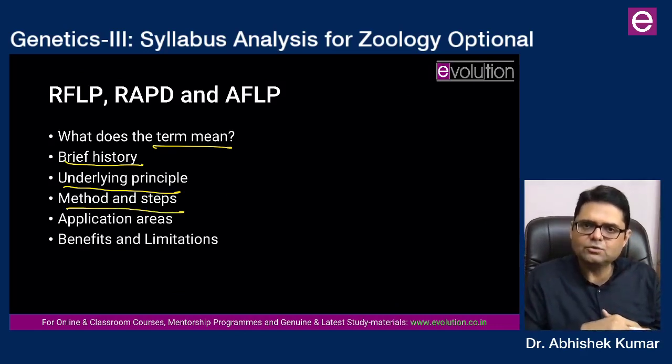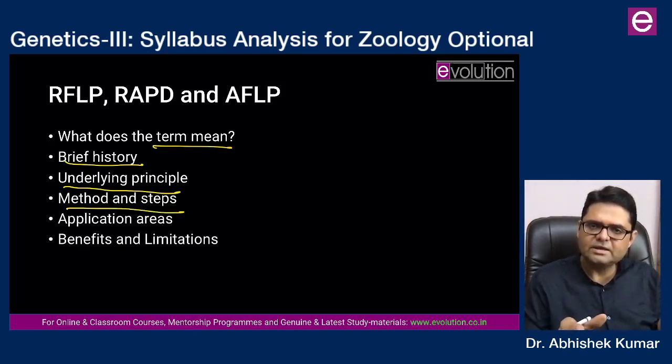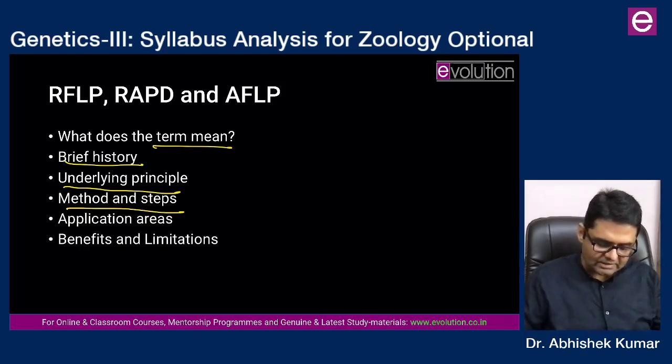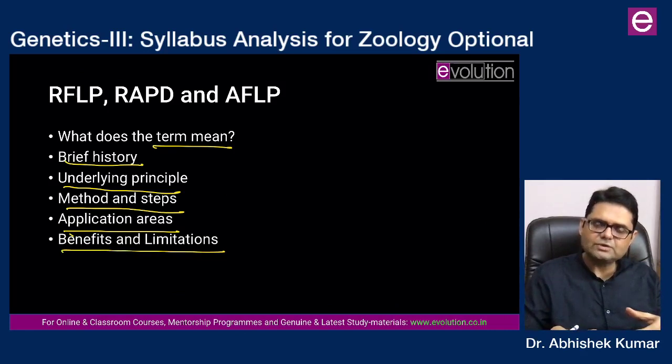If we are trying to have an idea of restriction fragment length polymorphism, how are we going to go about it? How do we process the DNA? How do we run the DNA on the gel? How do we identify the DNA? How do we create the blots and establish the polymorphism in the length of restriction fragments? So those are the methods. After that, what are the application areas of this technology? Finally, benefits and limitations. What are the benefits and limitations of using RFLP?